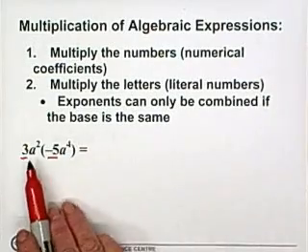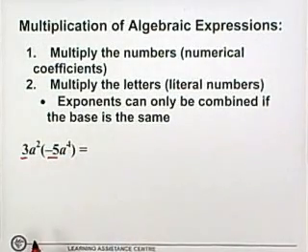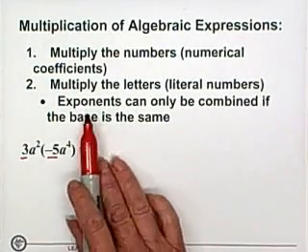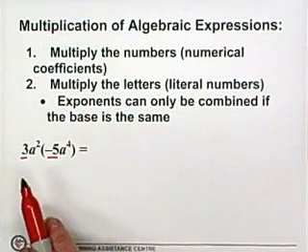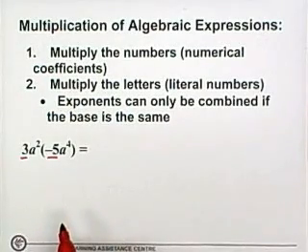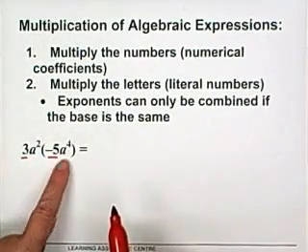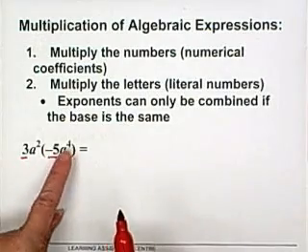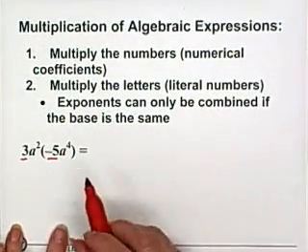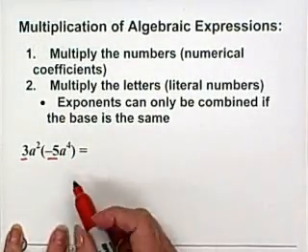Now when you are multiplying powers, you need to pay attention to the exponents, and if you're not sure how to do that, check the video on exponents. But the exponents can only be combined if the base is the same. So in this case, we can combine the exponents. The base, by the way, is the a. The exponent is the 2 and the 4. So we'll just walk through this one.